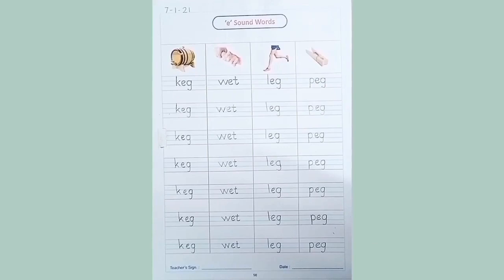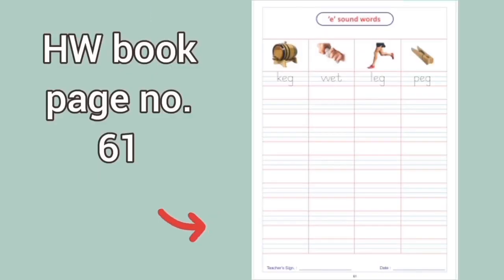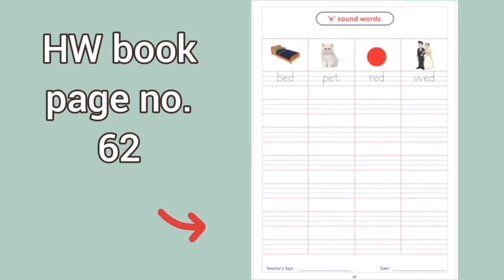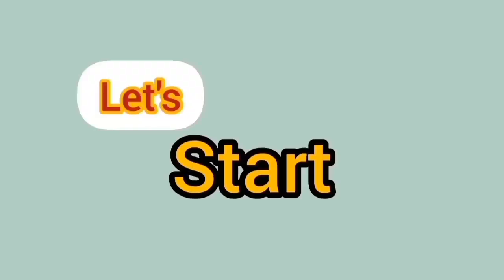You have to complete both the pages like this. You have to complete homework book page number 61 and page number 62. Now we will do one activity. In this activity, we have to identify the picture and circle the correct E sound words.